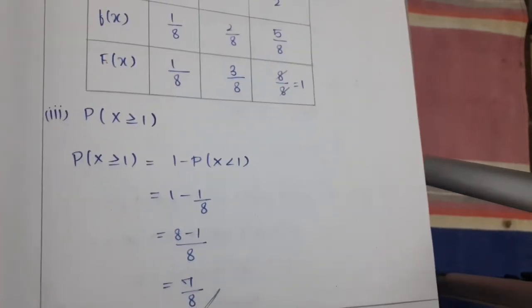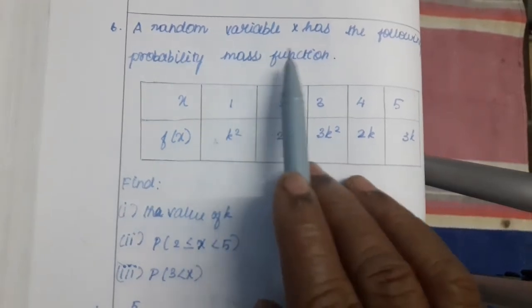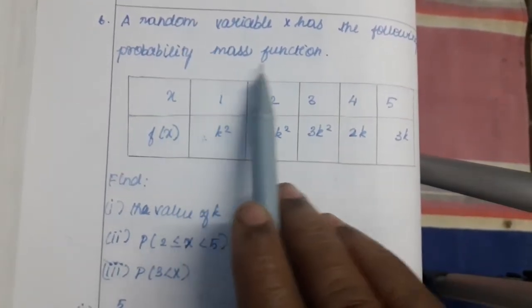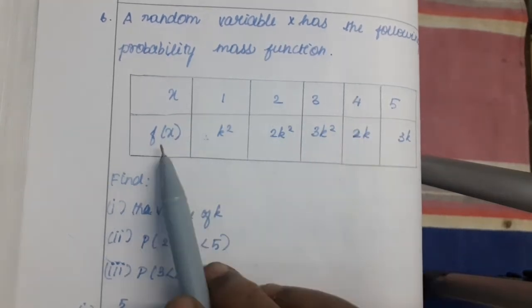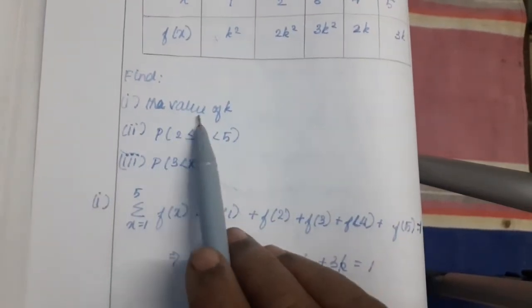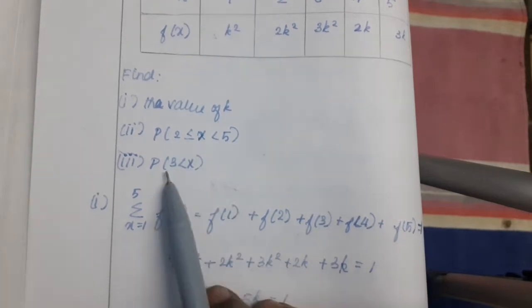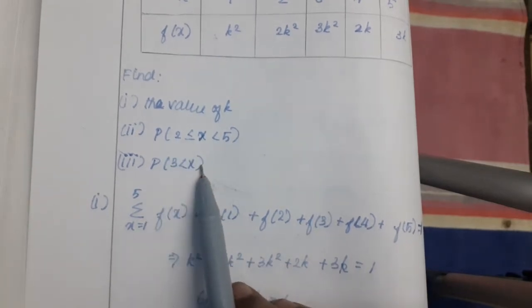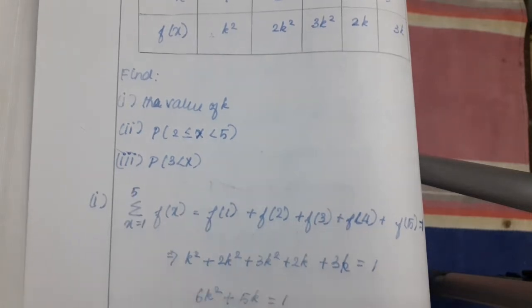See the question number 6. A random variable x has the following probability mass function. What are the values of the random variable x? 1, 2, 3, 4, 5. What is our f(x)? k square, 2k square, 3k square, 2k, 3k. What are we going to find? First we find the value of k. Again we find the probability of x less than 5. Another one is the probability of x greater than 3. We are going to find the 3 subdivisions. So what we did in the fourth sum, the same method is used in the sixth also.